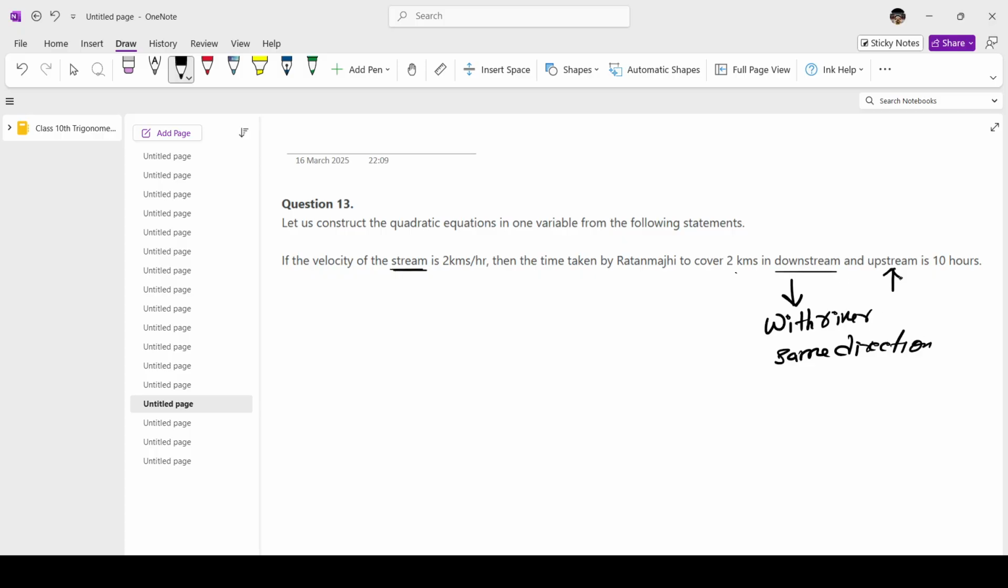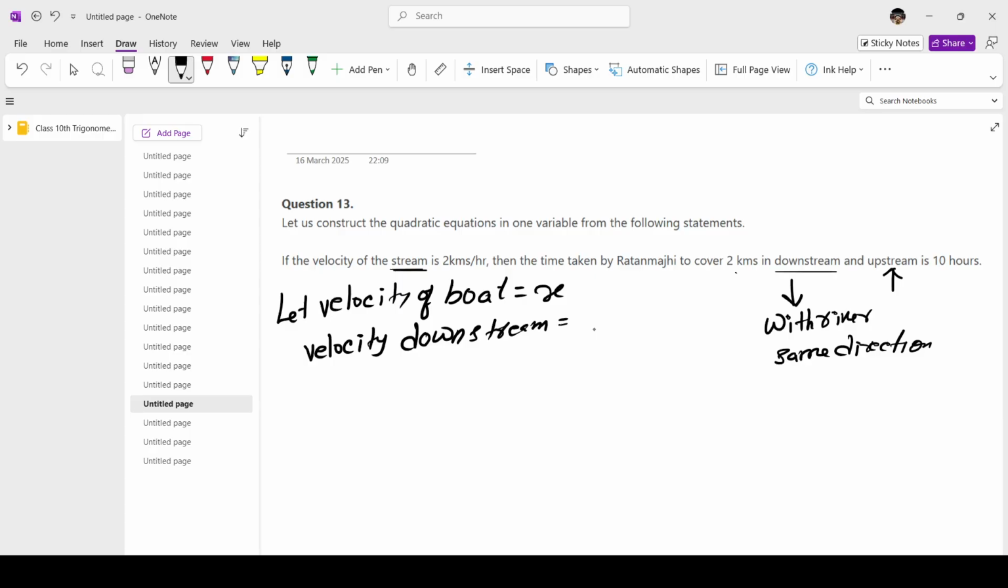And upstream is the opposite of downstream. That is the opposite direction, which means we use more energy while swimming in the river. So what is the velocity of downstream? Downstream is with the river, so that will be the plus.